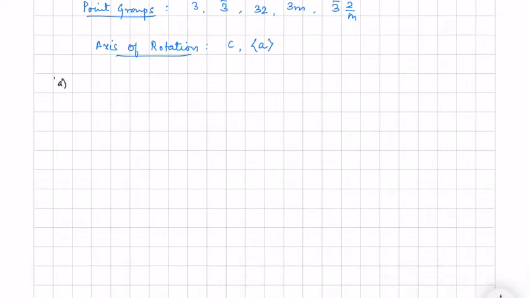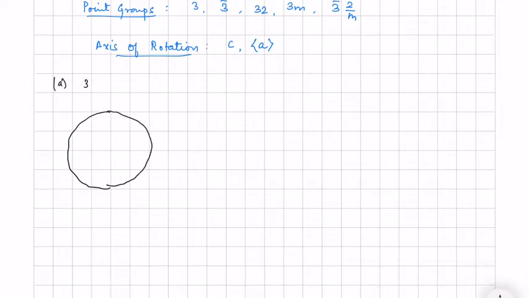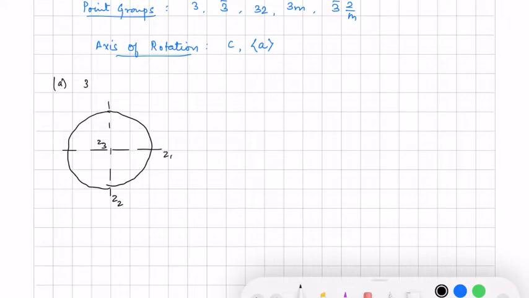So first we'll go with the simple one, 3. This is simply a 3-fold rotation about C or Z3. So this is the circle. It is a bit distorted, but it is actually a circle. So let us mark the 3-fold rotation axis, that is the Z3 axis. This is denoted by a triangle.